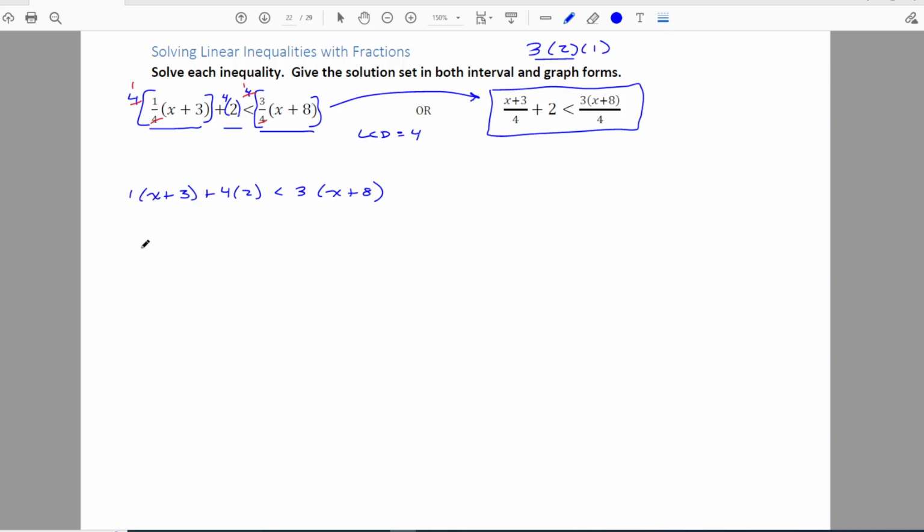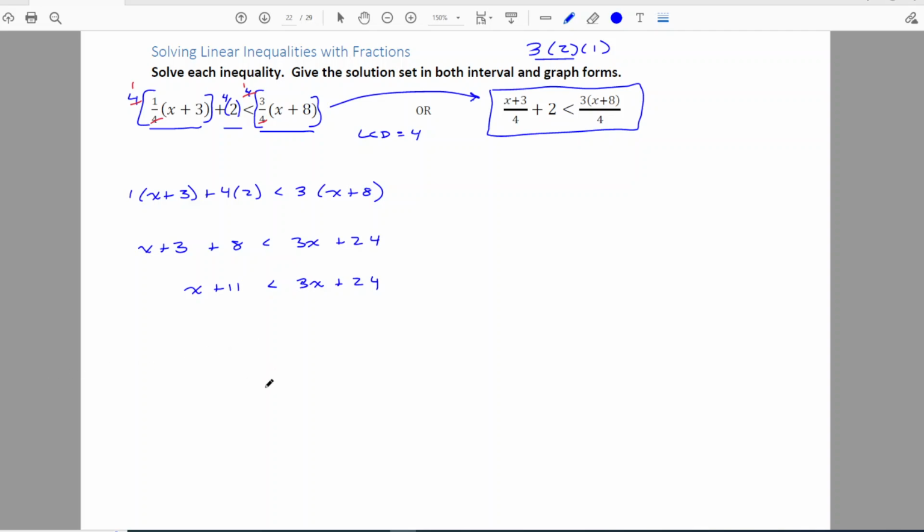We're going to simplify by multiplying through. We get x plus 3, and then 4 times 2 is 8. And then I get 3 times x, 3 times 8. Then I'm going to collect like terms. So I get x plus 11 is less than 3x plus 24. And now you get to make your choice. Do you want your x's on the left or the right? If I don't want to deal with flipping my inequality sign, put your x's on the right. If you're okay with it, put your x's on the left.